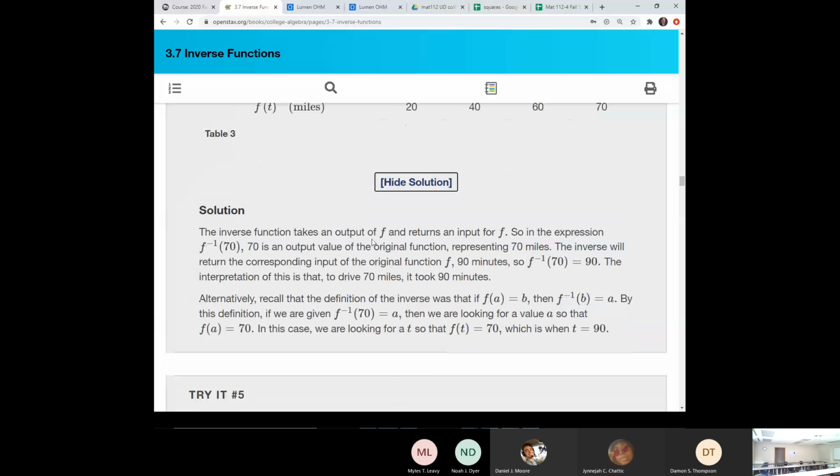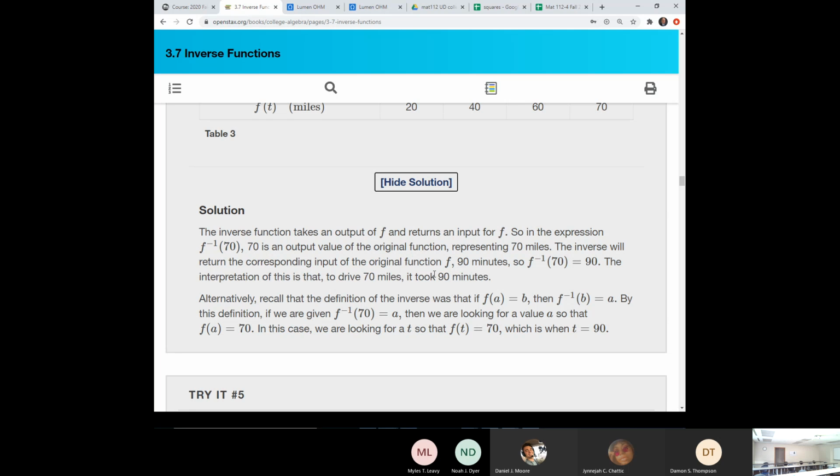The inverse takes an output of f, returns an input for f. The input to f inverse of 70 is the output, which is miles, 70 miles. The inverse will be, how long did it take me to go that 70 miles? So to drive 70 miles as my input to the inverse, it takes 90 minutes.